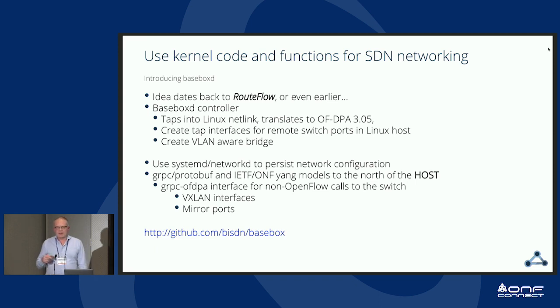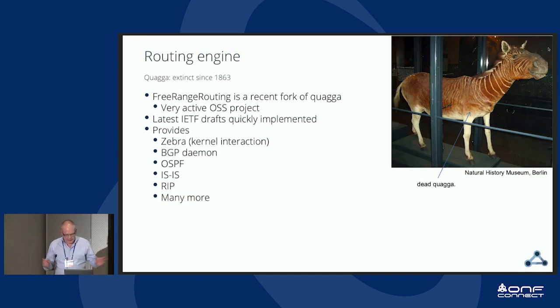We needed to add a gRPC interface because there are certain things that you just cannot do with OpenFlow: creation of VXLAN interfaces, certain statistics where you want to go beyond the limitations of OpenFlow, mirror port creation, certain things that you just want to have on the switch and you just don't get through OF. So we do an additional gRPC call down into OFDPA or into the SDK, and it's all on GitHub. That's the baseboxd controller on GitHub. The routing engine is FRR because Quagga is dead.